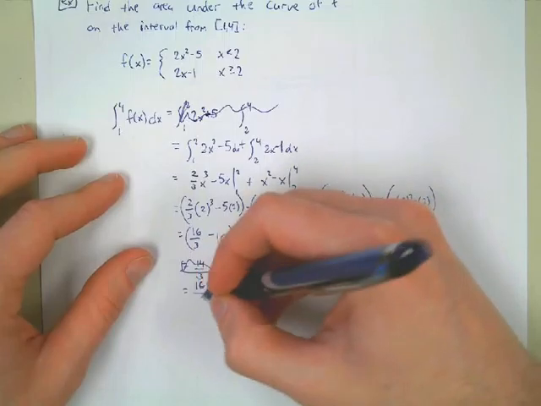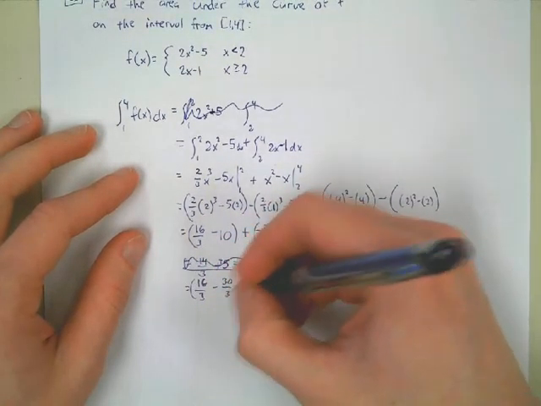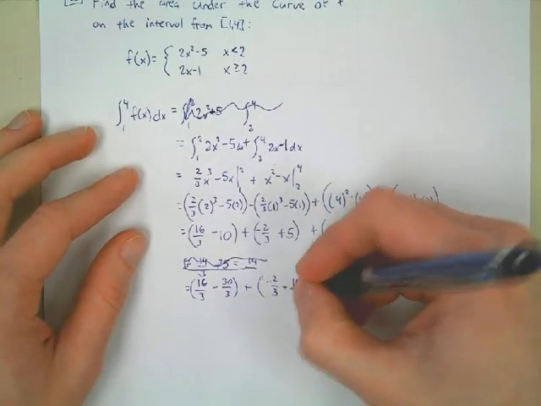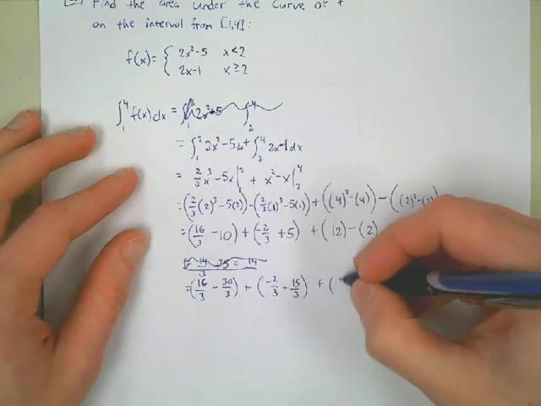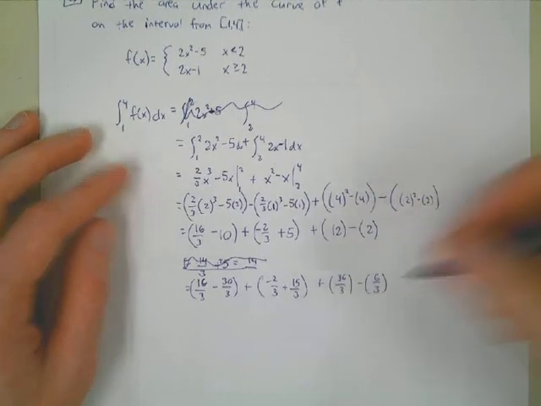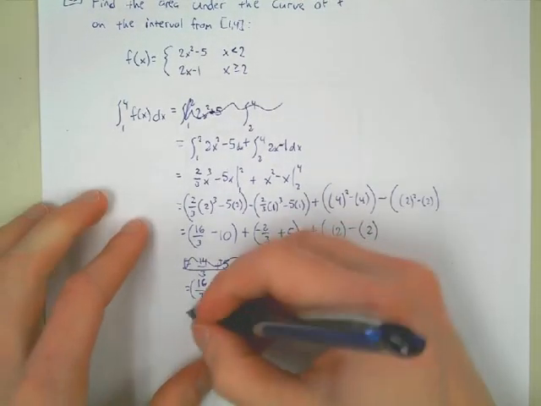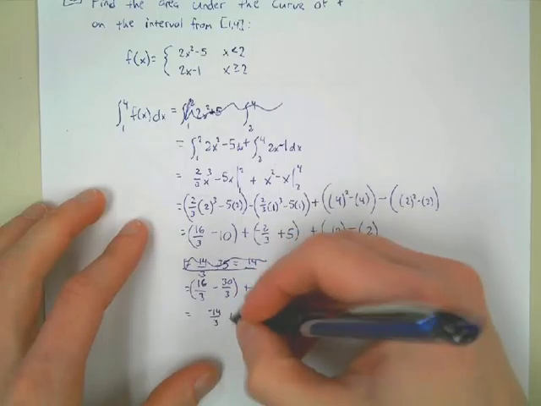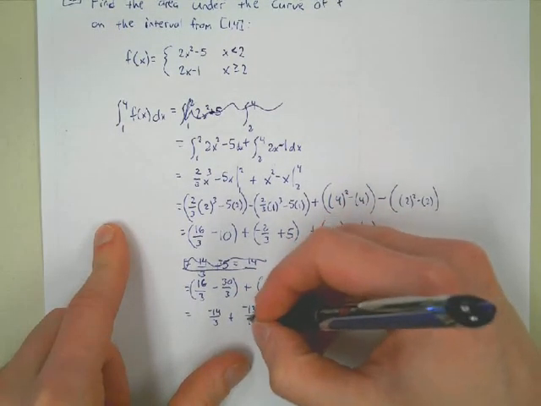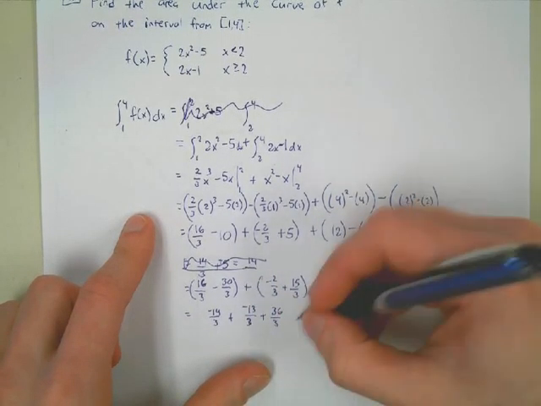Actually, wait a minute. No, just kidding. All right. So minus 30 thirds, negative 2 thirds, plus 15 thirds, plus 36 thirds, minus 6 thirds. Okay, so 16 minus 30 is negative 14 thirds. And then negative 2 thirds plus 15 thirds is negative 13 thirds. And then plus 36 thirds minus 6 thirds.